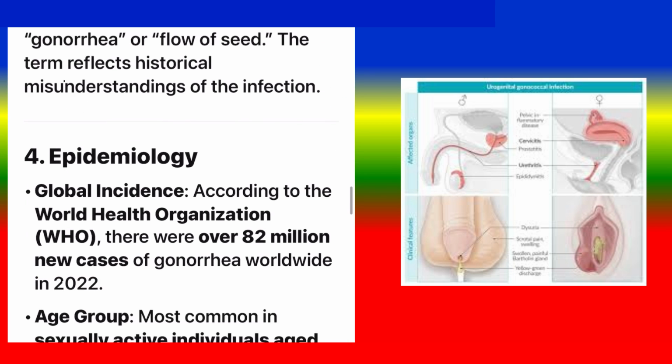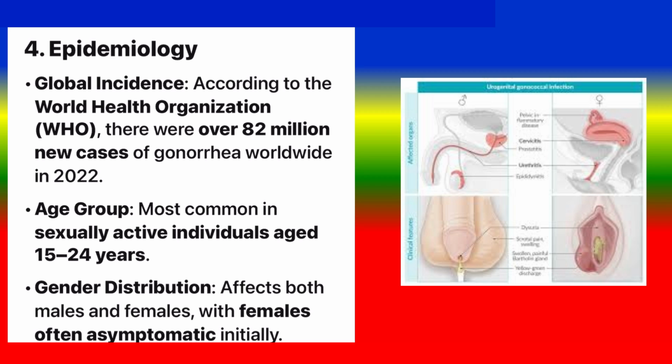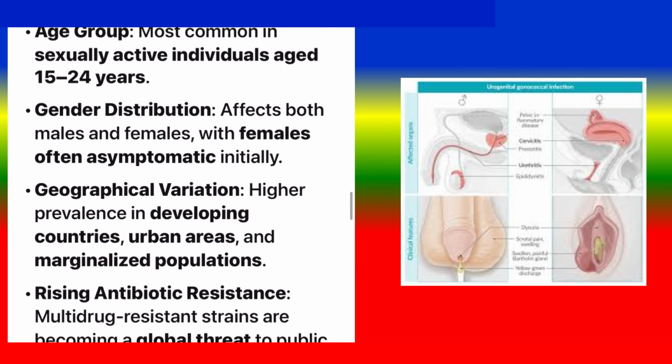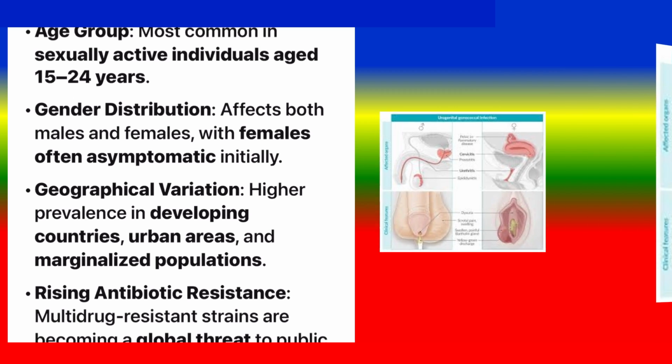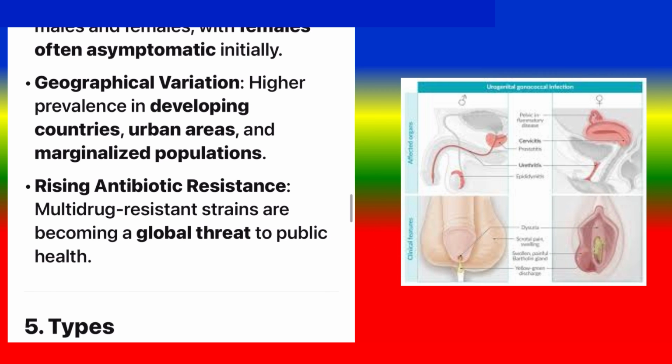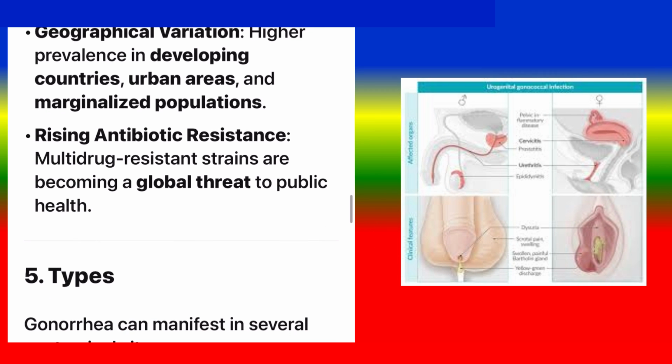4. Epidemiology. Global incidence: according to the World Health Organization (WHO), there were over 82 million new cases of gonorrhea worldwide in 2022. Age group: most common in sexually active individuals aged 15 to 24 years. Gender distribution: affects both males and females, with females often asymptomatic initially. Geographical variation: higher prevalence in developing countries, urban areas, and marginalized populations. Rising antibiotic resistance: multi-drug resistant strains are becoming a global threat to public health.